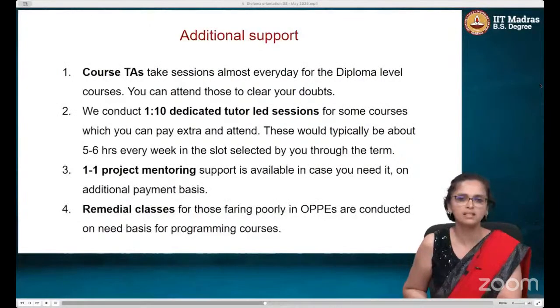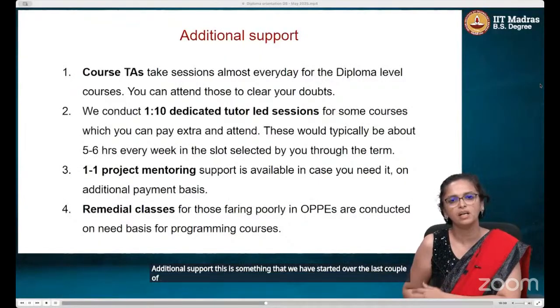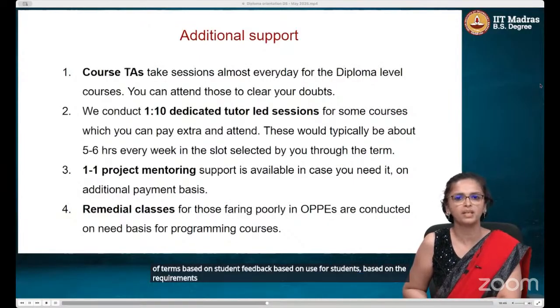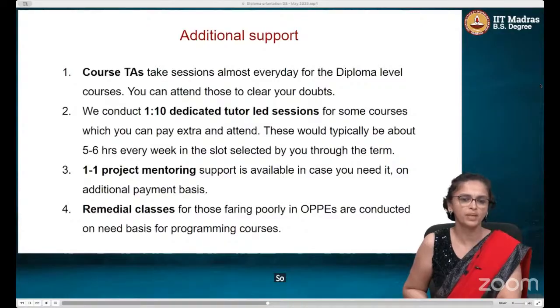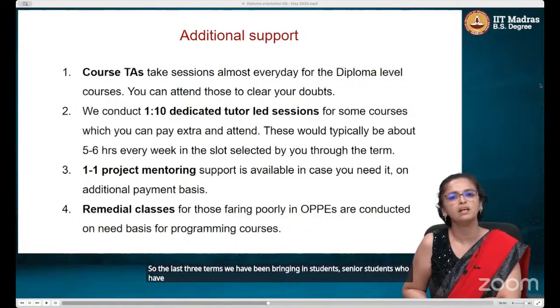Additional support, this is something that we have started over the last couple of terms based on student feedback, based on use for students, based on the requirements also. That is something that's there. So for the last 3 terms, we have been bringing in senior students who have completed the course with very good grades and have an overall good CGPA.